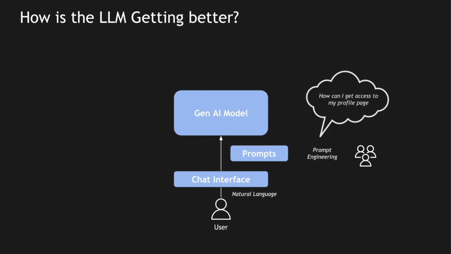So imagine that I have asked that particular GenAI model, how can I get access to my profile page? But the GenAI model responds saying that, sorry, I don't understand. So the responsibility of the prompt engineer is to identify these kind of failures and understand why the GenAI model is not able to identify that there is a profile page and link and answer them correctly. So prompt engineers go and identify and fix these prompts so that users get seamless answers without having to go through these kind of unknown or non-understandable text. And this is how LLMs are getting better and better.